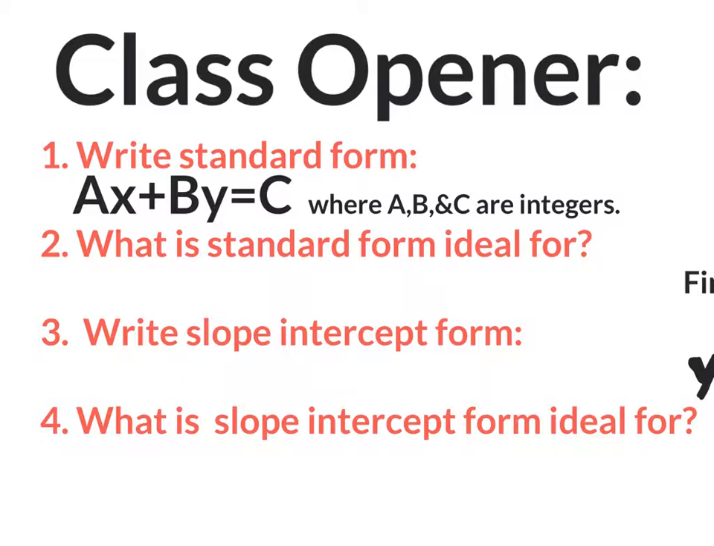I might as well tell you this. On any multiple choice test, the test generator will not leave the first number negative. It'll multiply everything by -1 and make that positive. So just in case you end up with a negative 2x, multiply everything by -1 so it becomes a positive 2x. Anyway, what is standard form ideal for? Like if it's in this form, what's nice? What could you really do easily?